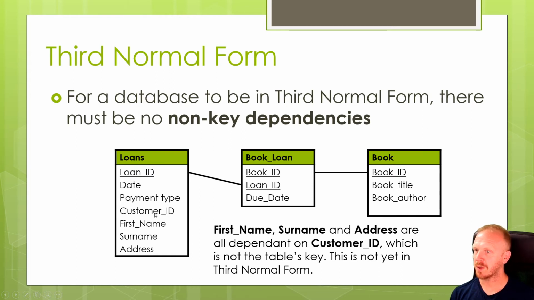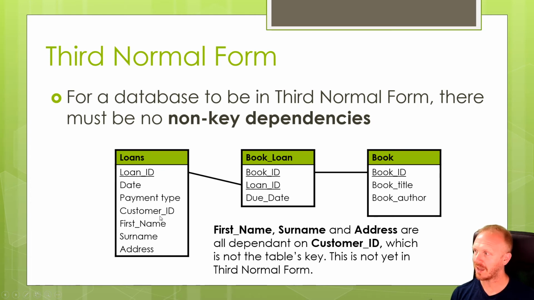If the customer ID stays the same, then first name, surname, and address will stay the same, regardless of the loan. So if I change the loan to loan 5, but keep customer ID at 2, then all of these will stay the same. In other words, loan ID doesn't directly affect first name, surname, or address. Only the customer ID does.